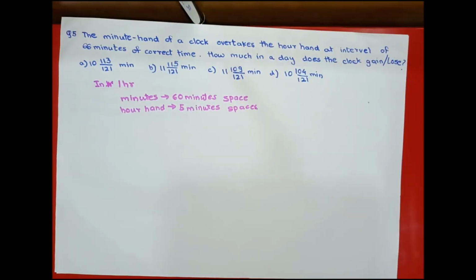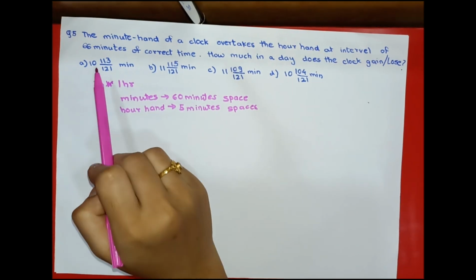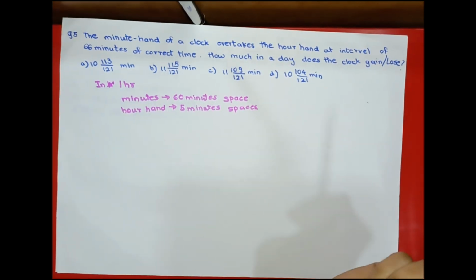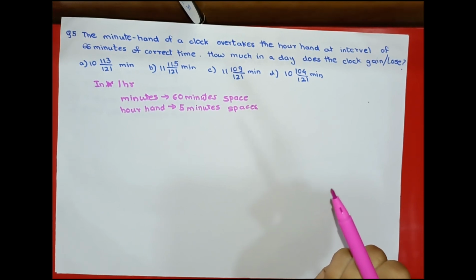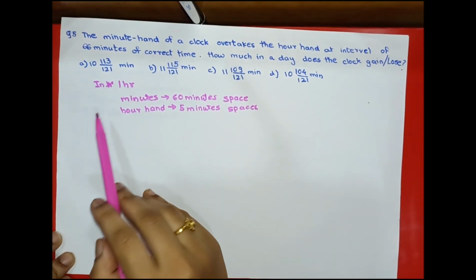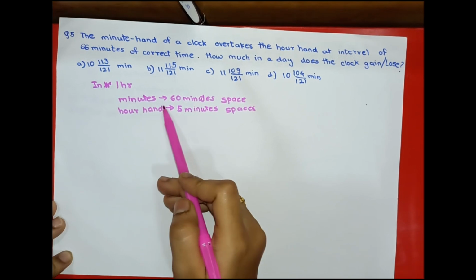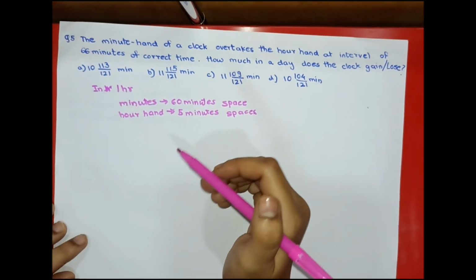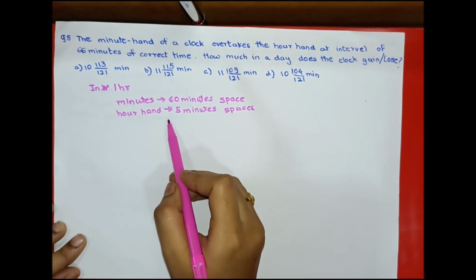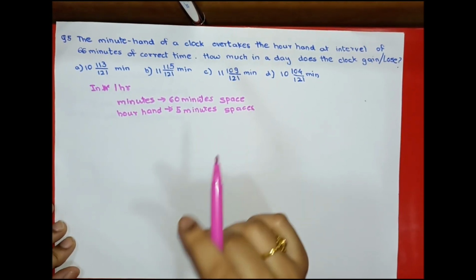The fifth question states that the minute hand of a clock overtakes the hour hand at an interval of 66 minutes of correct time. How much in a day does the clock gain or lose? So there is a small concept which we need to learn before going through this question. The concept is that in 1 hour the minute hand travels 60 minutes, or we can say that it travels 60 minute spaces, and in 1 hour the hour hand covers a distance of 5 minutes or 5 minute spaces.